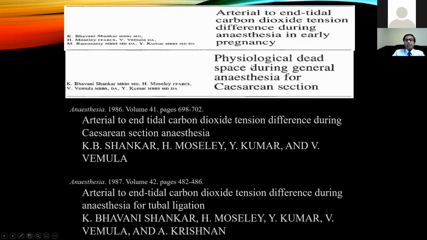We also did a couple of studies measuring the physiological dead space during cesarean section, and what we found was the alveolar dead space is actually decreased during anesthesia for cesarean section.